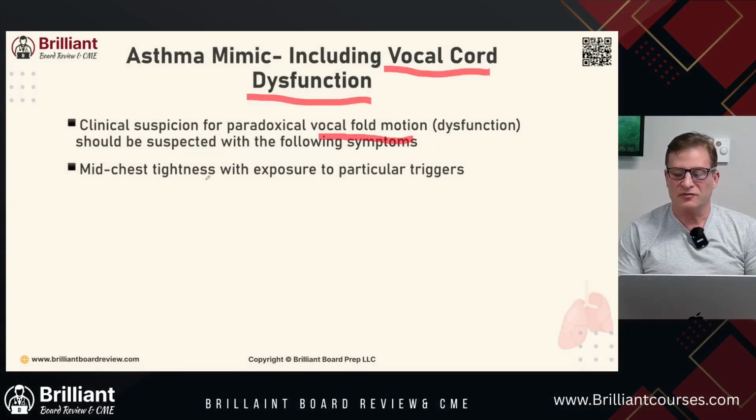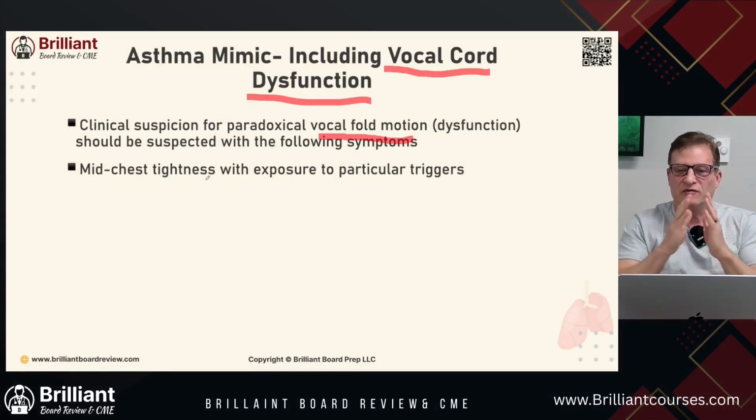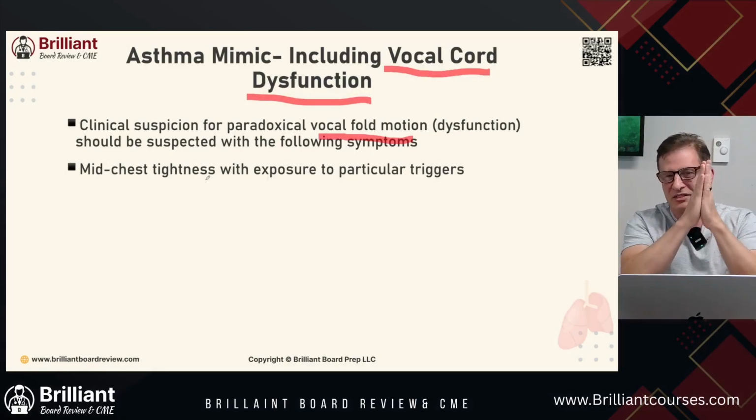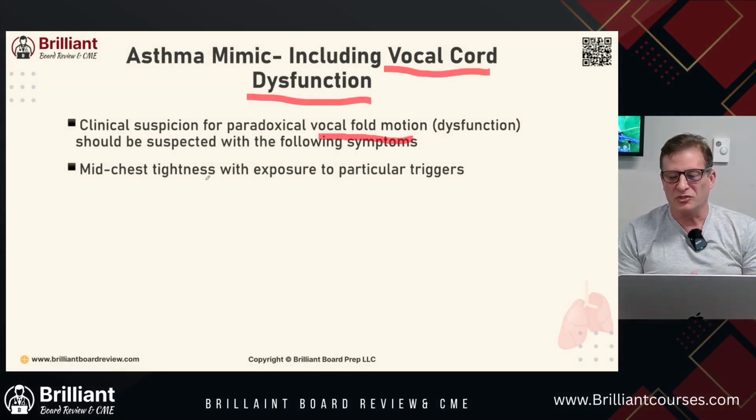This can be difficult to diagnose. You get your friendly ENT doctor to go through the nose with a laryngoscope, look down, and see if the vocal cords are adducting, coming together instead of spreading apart when they should be. The symptoms respond only partially to asthma medication. So you have a clinical suspicion when you have a picture of asthma and these medications are not working. They also can have stridor, difficulty breathing in.